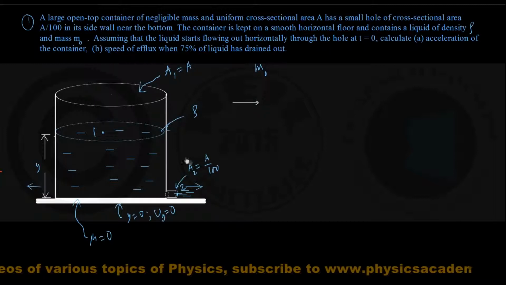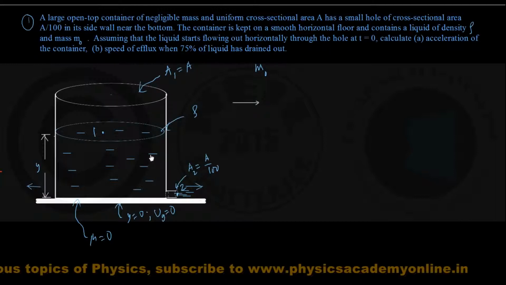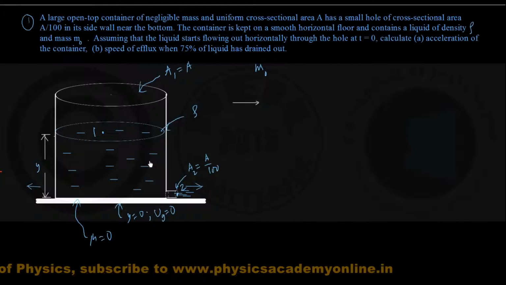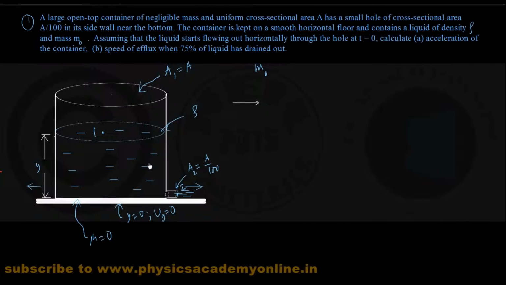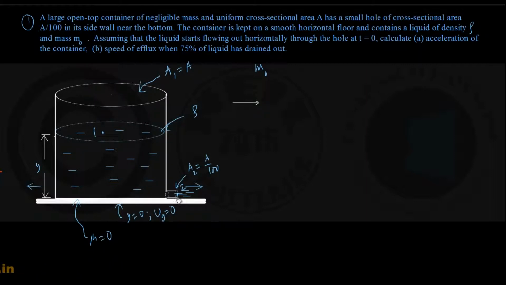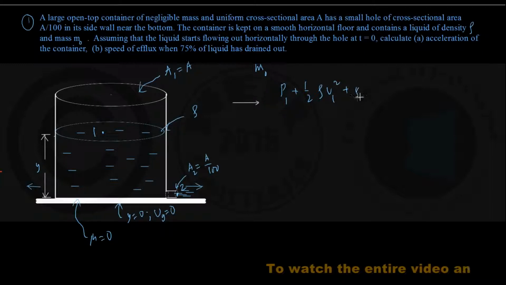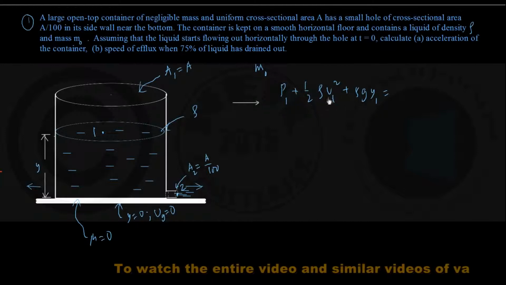And according to Bernoulli's principle, for an ideal fluid in steady flow, the sum of pressure, kinetic energy per unit volume, and gravitational potential energy per unit volume remains constant along a streamline. So since I chose these 2 points, one at the free surface, another at the mouth of this opening, we might write down for point 1: P1 plus half rho V1 squared plus rho g y1. This sum must be equal to the similar quantities added for point 2.